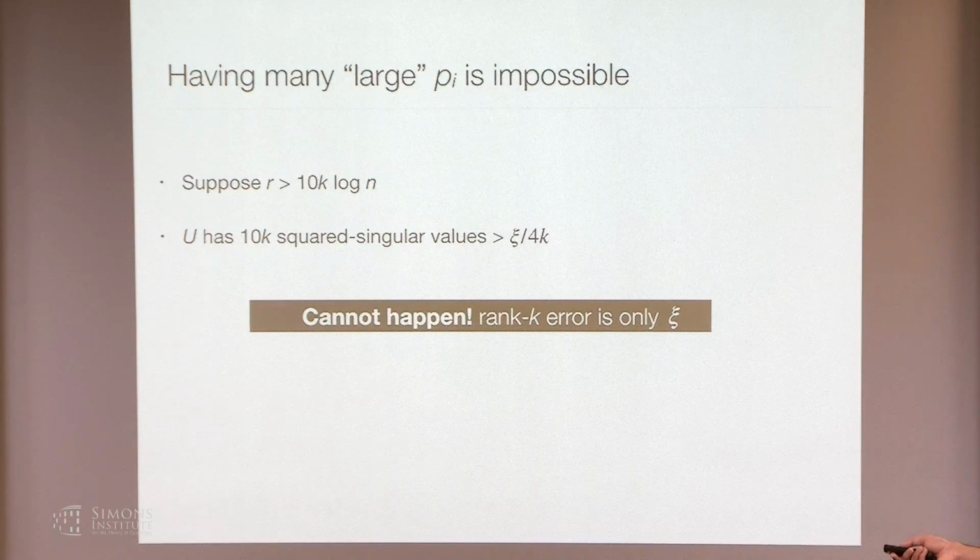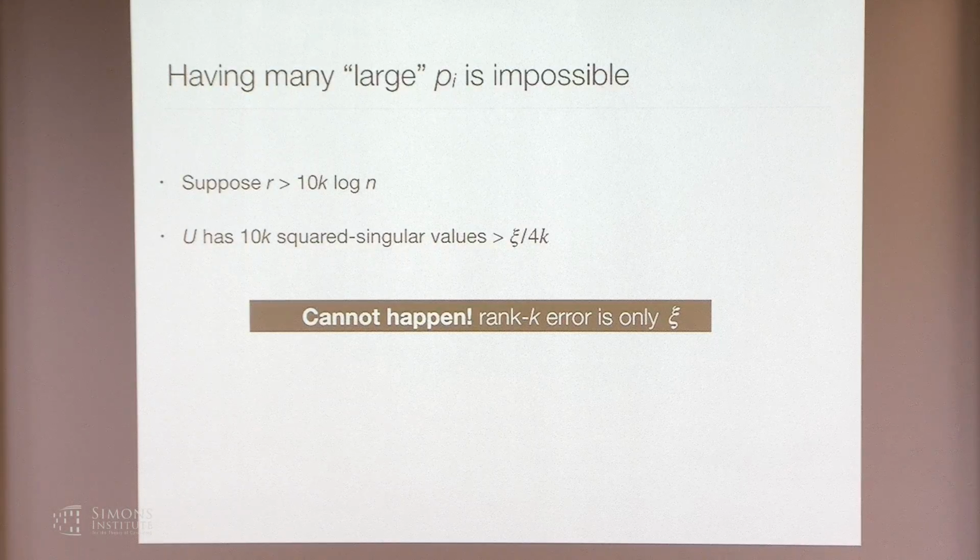And this is a contradiction because the rank k error is only c. You can't have too many large singular values. You can't have something like 10k singular values that are more than c by 4k. So this is the way to bound this r. What we've shown is that having a large number of PIs is impossible.